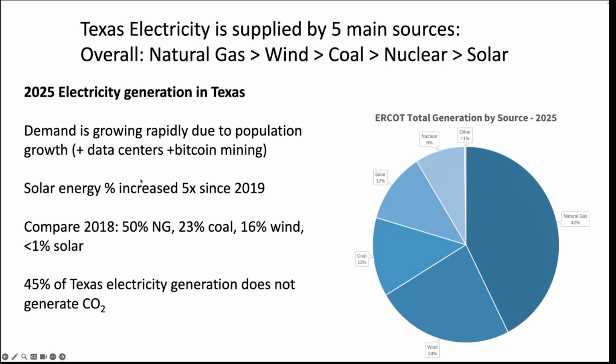So this percentage increase in solar energy is amazing. What's happened? It's increased 5 times since 2019. In 2018, it was 50% natural gas, 23% coal, 16% wind, and less than 1% solar.